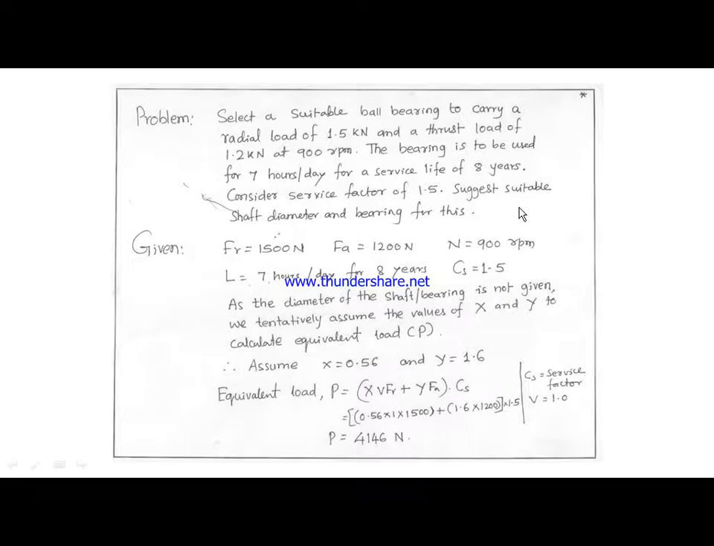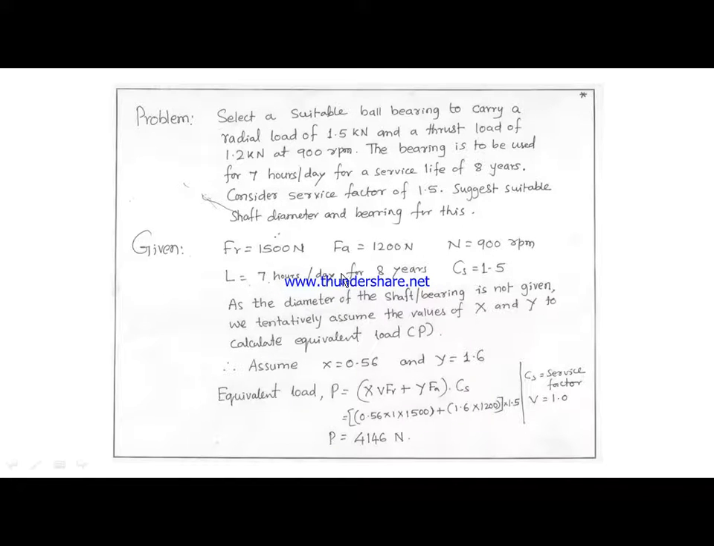Okay, let us see another problem. Select a suitable ball bearing to carry a radial load of 1.5 kN and a thrust load of 1.2 kN at 900 rpm. The bearing is to be used for 7 hours per day for a service life of 8 years. Consider a service factor of 1.5. Suggest a suitable shaft diameter and bearing for this.